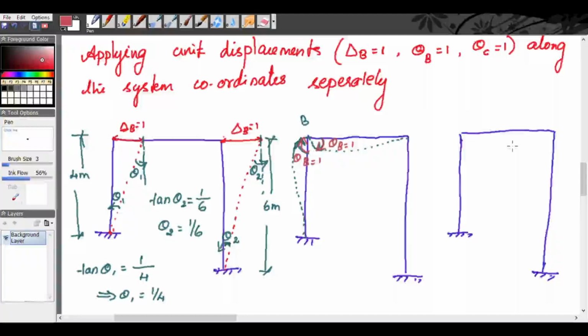Now we will be applying unit rotation at C. So at C, this joint is C. When you apply a clockwise rotation here, this span will rotate like this, and this span will rotate clockwise, right? So it is like this.